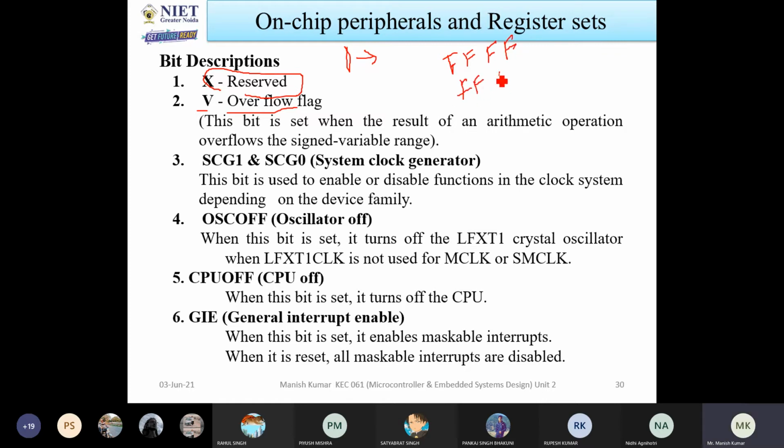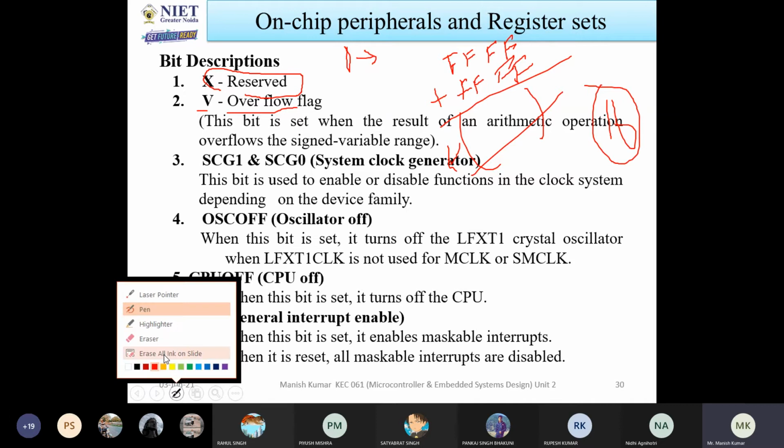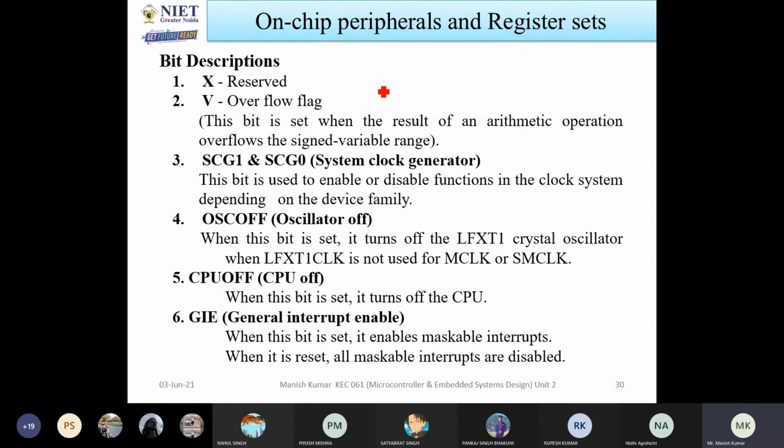If you are adding these two 16-bit numbers, the result may be greater than 16 bits. So how does that happen? Where will it be stored? In that situation, when you are doing any arithmetic operation, if the result exceeds the specified location, or the 16 bits, the overflow flag is set. In that case, the microcontroller knows that it is not going to store all of the result.